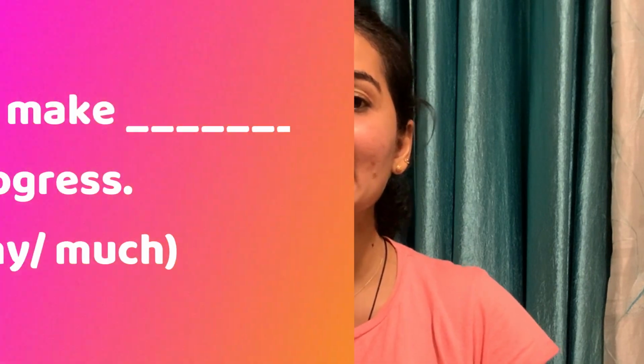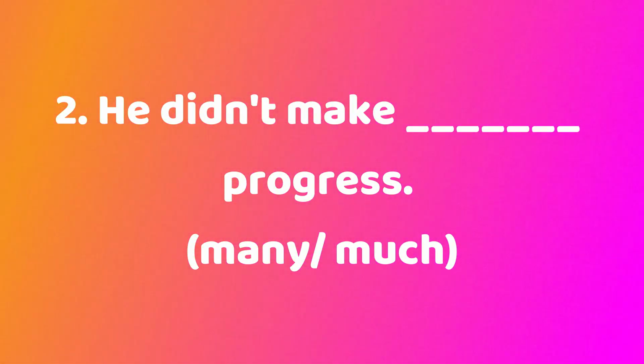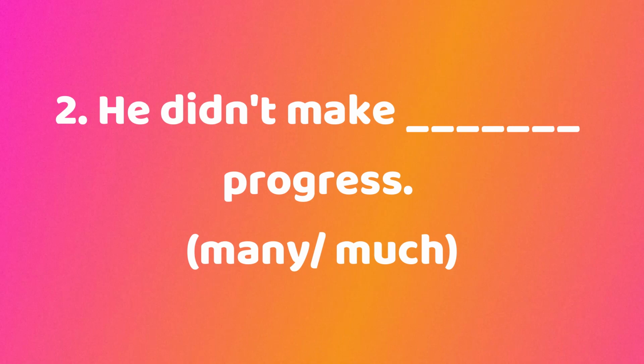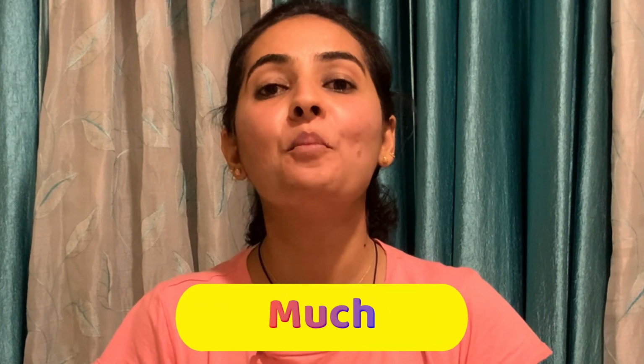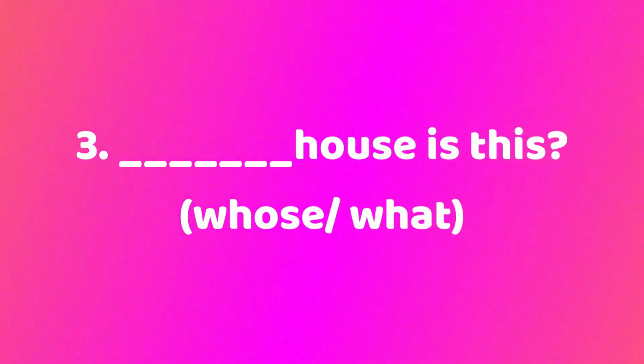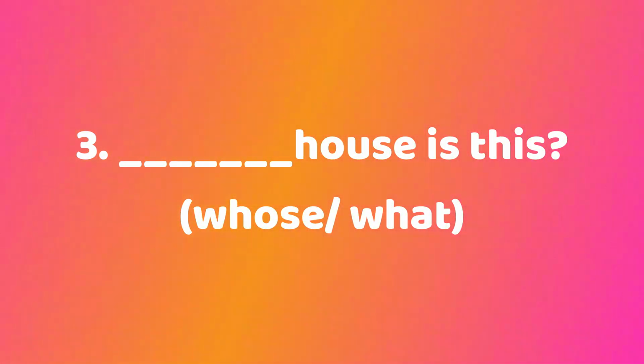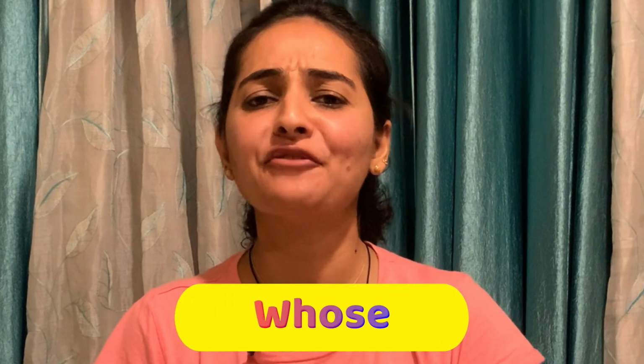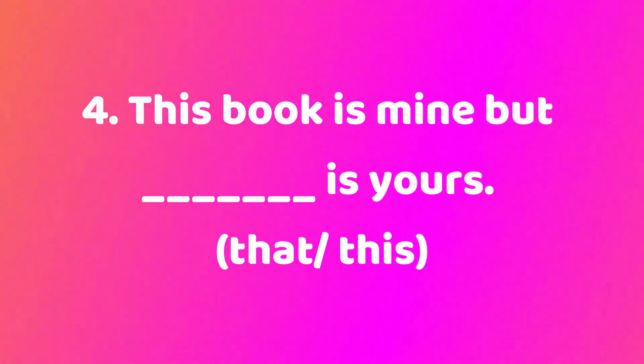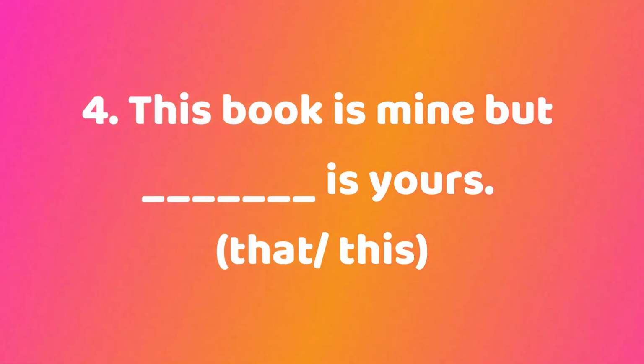The second sentence is, he didn't make dash progress. Many or much? So progress is again an uncountable noun. So we'll always say much progress. The next sentence is, dash house is this. Whose or what? Of course, whose house is this? The next sentence is, this book is mine, but dash is yours. That or this?